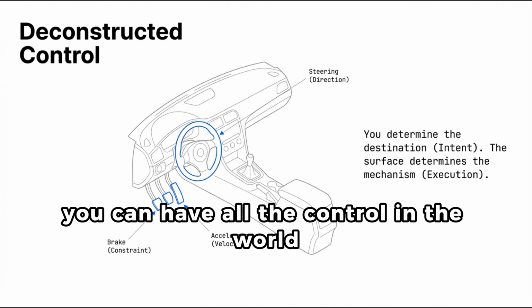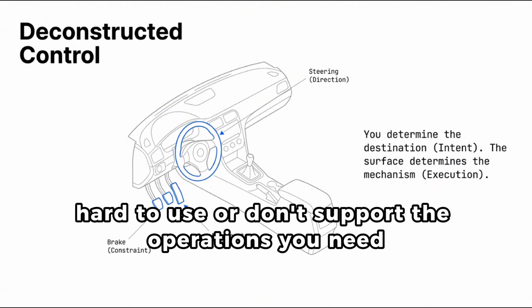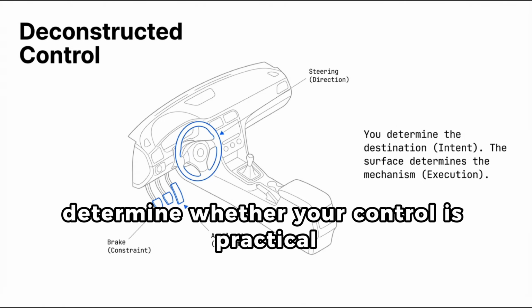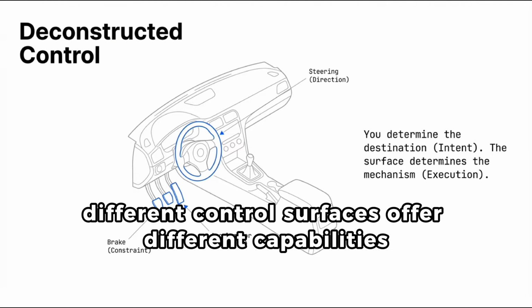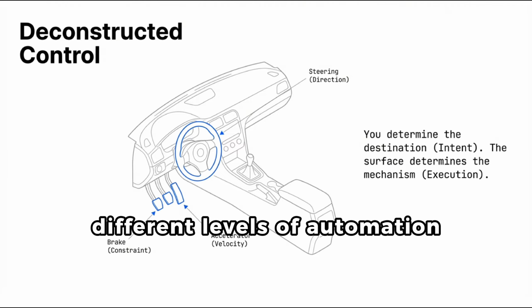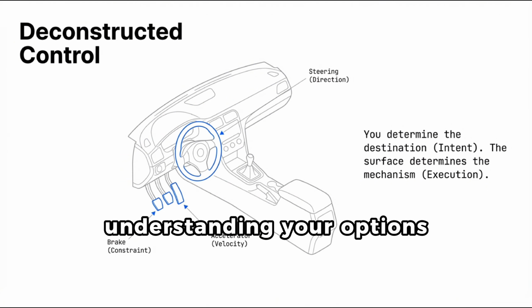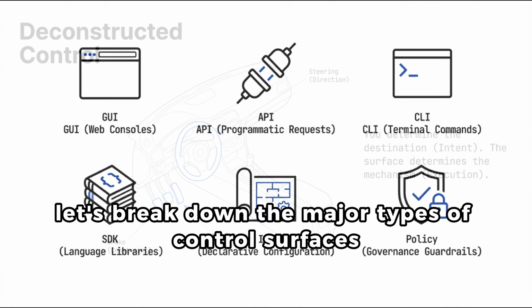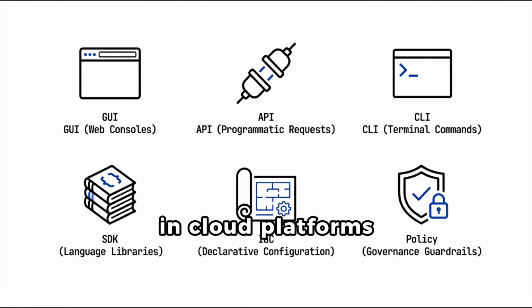You can have all the control in the world, but if your control surfaces are limited, hard to use, or don't support the operations you need, that control becomes theoretical. Control surfaces determine whether your control is practical and usable. Different control surfaces offer different capabilities, different levels of automation, and different trade-offs between ease of use and power. Understanding your options is fundamental to effective cloud management. Let's break down the major types of control surfaces you'll encounter in cloud platforms.